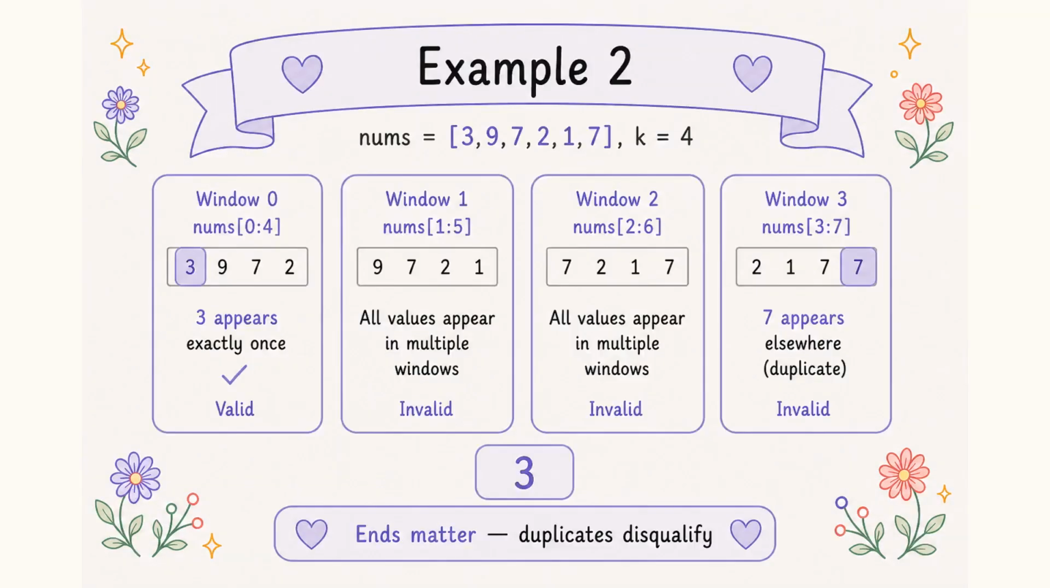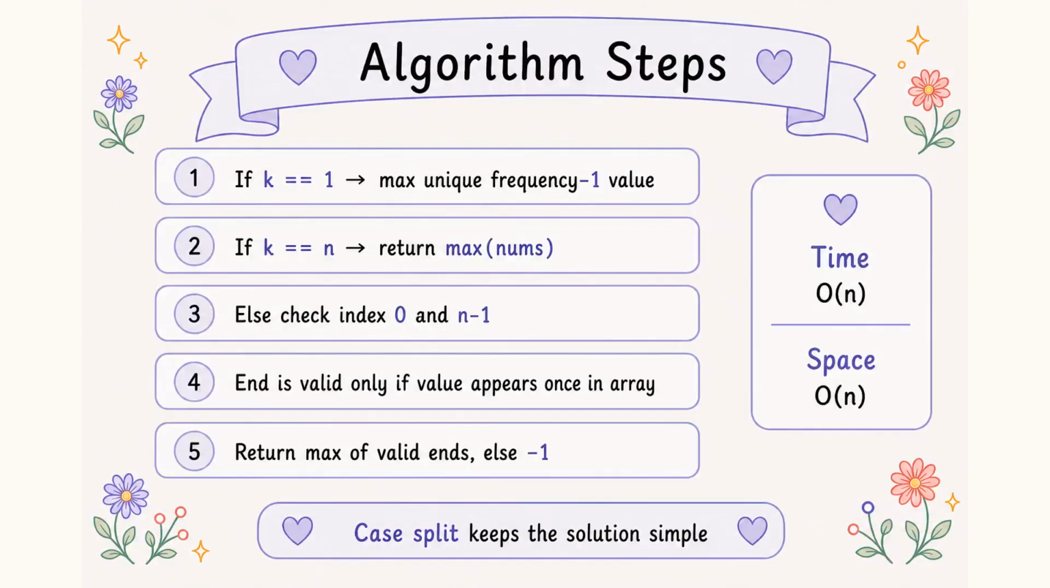Example 2. nums = [3, 9, 7, 2, 1, 7], k equals 4. The first value 3 appears in exactly one window. The last value 7 is duplicated in the array, so it is invalid. Middle values appear in multiple windows. Answer is 3.